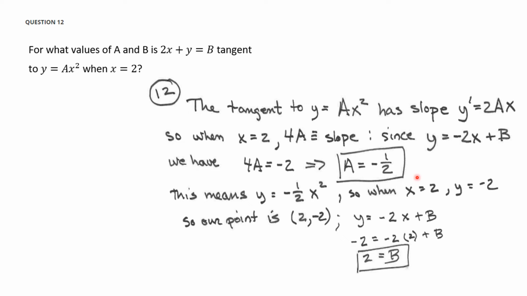Now, that also tells us that the curve that we're having, since a is minus 1/2, we have y is equal to minus 1/2 x squared. So when x is 2, if we plug 2 in for this, we get that when x is 2, y is minus 2. So the point that we have is (2, minus 2). And so we can use that to find out what b is. We just substitute into the line, and we find out that b is 2. So a is minus 1/2, and b is 2.